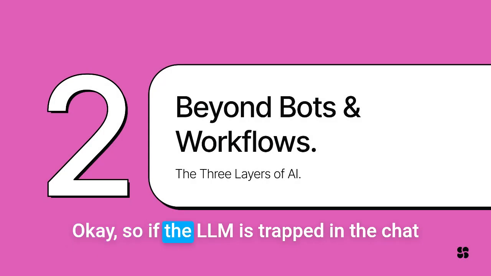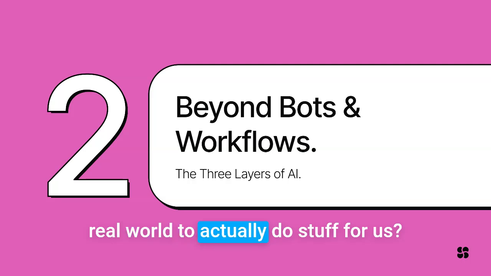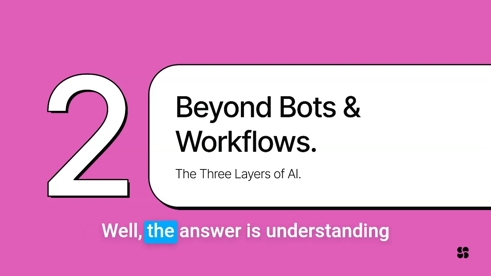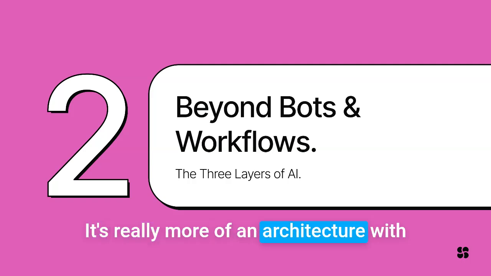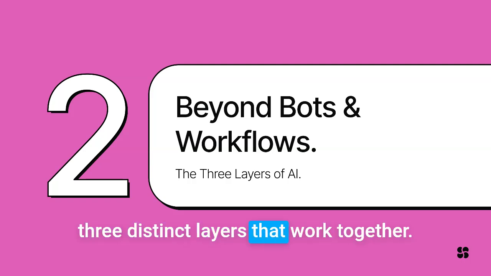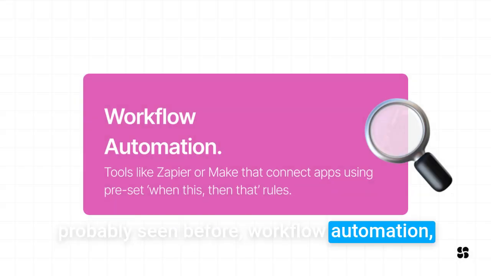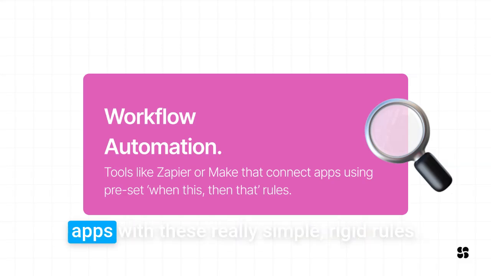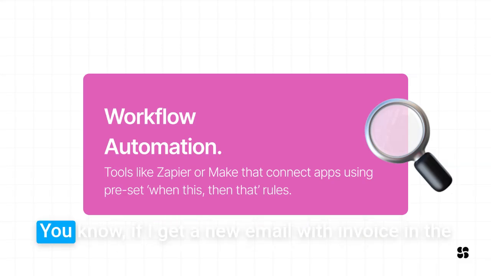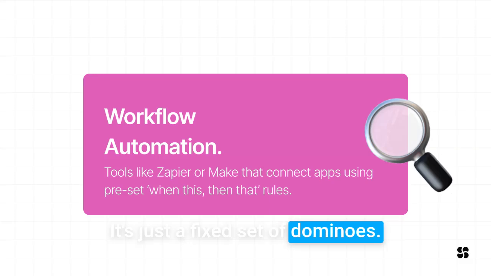Okay, so if the LLM is trapped in the chat window, how do we get it out into the real world to actually do stuff for us? Well, the answer is understanding that AI isn't just one thing. It's really more of an architecture with 3 distinct layers that work together. The second layer is something you've probably seen before, workflow automation. Tools like Zapier or Make. They're amazing for connecting different apps with these really simple, rigid rules. If I get a new email with invoice in the subject, then save the attachment to Google Drive. It's just a fixed set of dominoes.